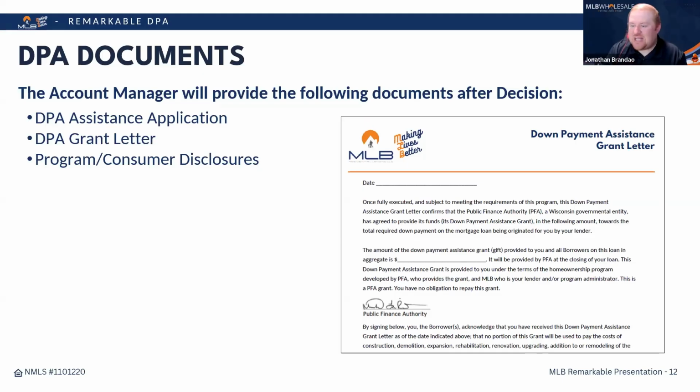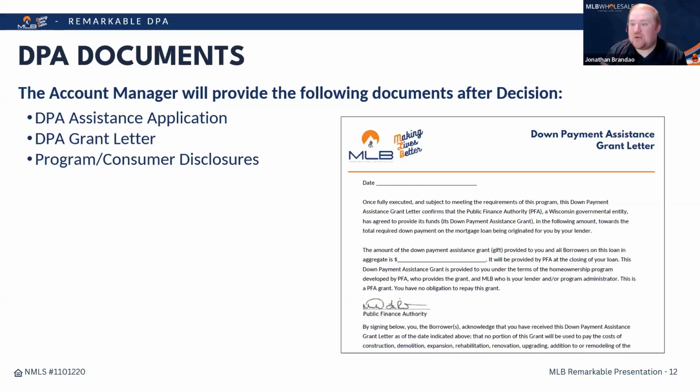Our program is just a regular FHA. You don't need to worry about extended turn times or about having to communicate with third-party vendors. Everything is done 100% with our team members here at MLB. You register that loan with us, submit it to us, get disclosures done, and make sure you select the Remarkable DPA as the program you're looking to use.